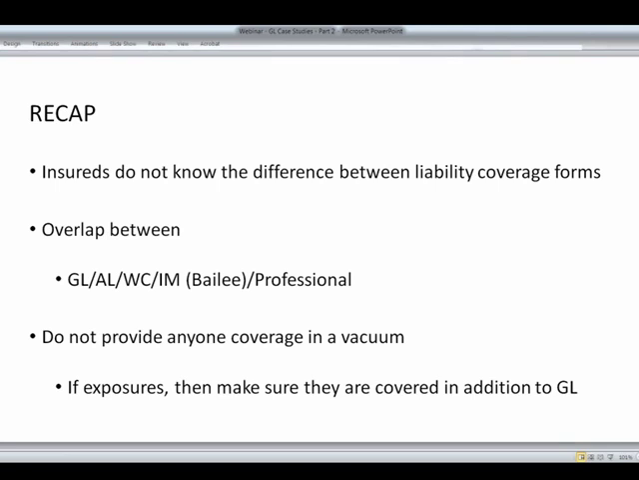The comment that I made earlier, and I will emphasize it today even more with the discussion of how the GL works with auto liability, is that you cannot write any one of these coverages, particularly GL liability, in a vacuum. In other words, if the insured has exposure, then you need to make sure there's coverage for that exposure, or you might bring some of the exposures back onto the GL policy or the other policy that you're writing that you do not intend to do.